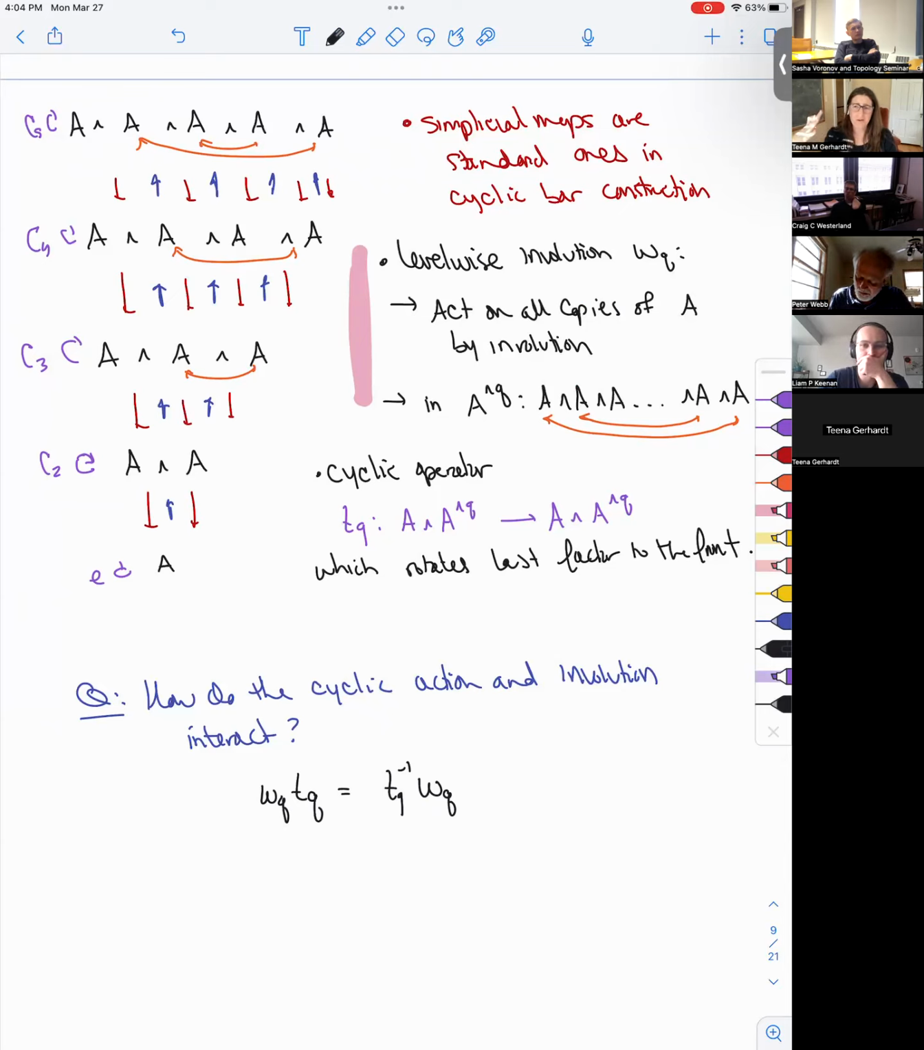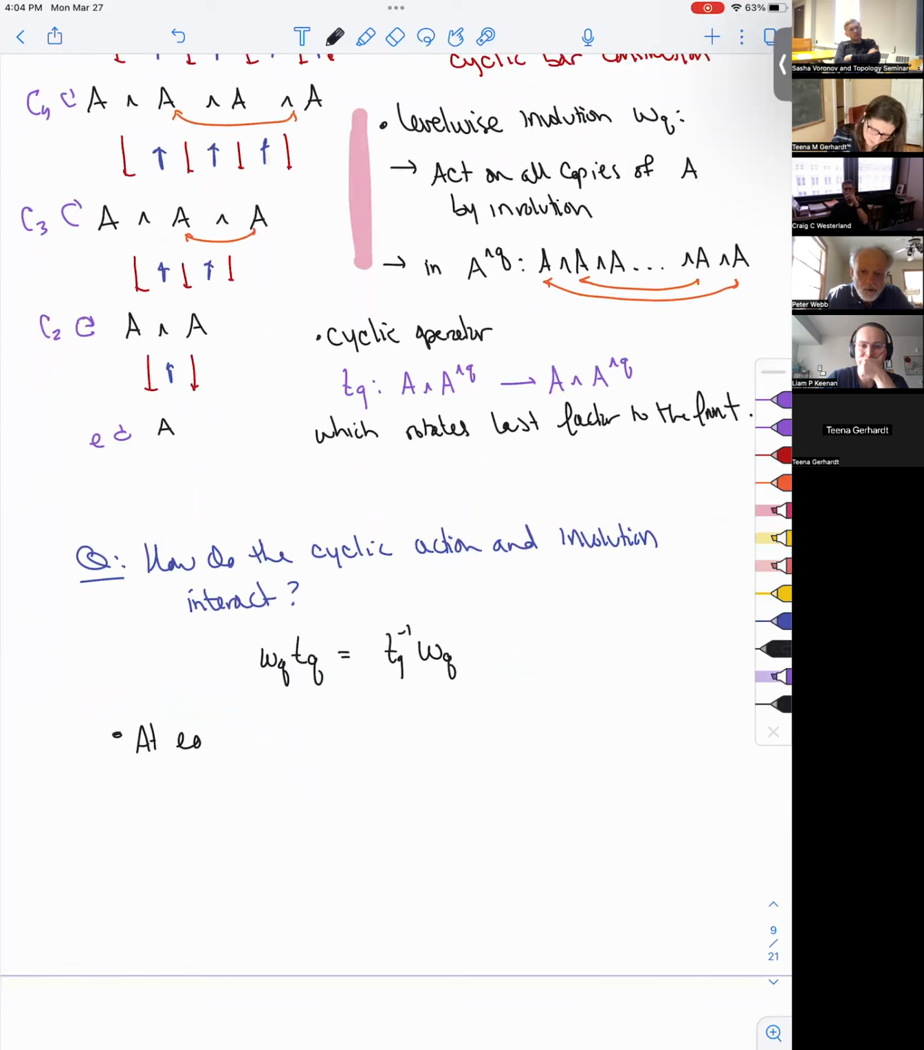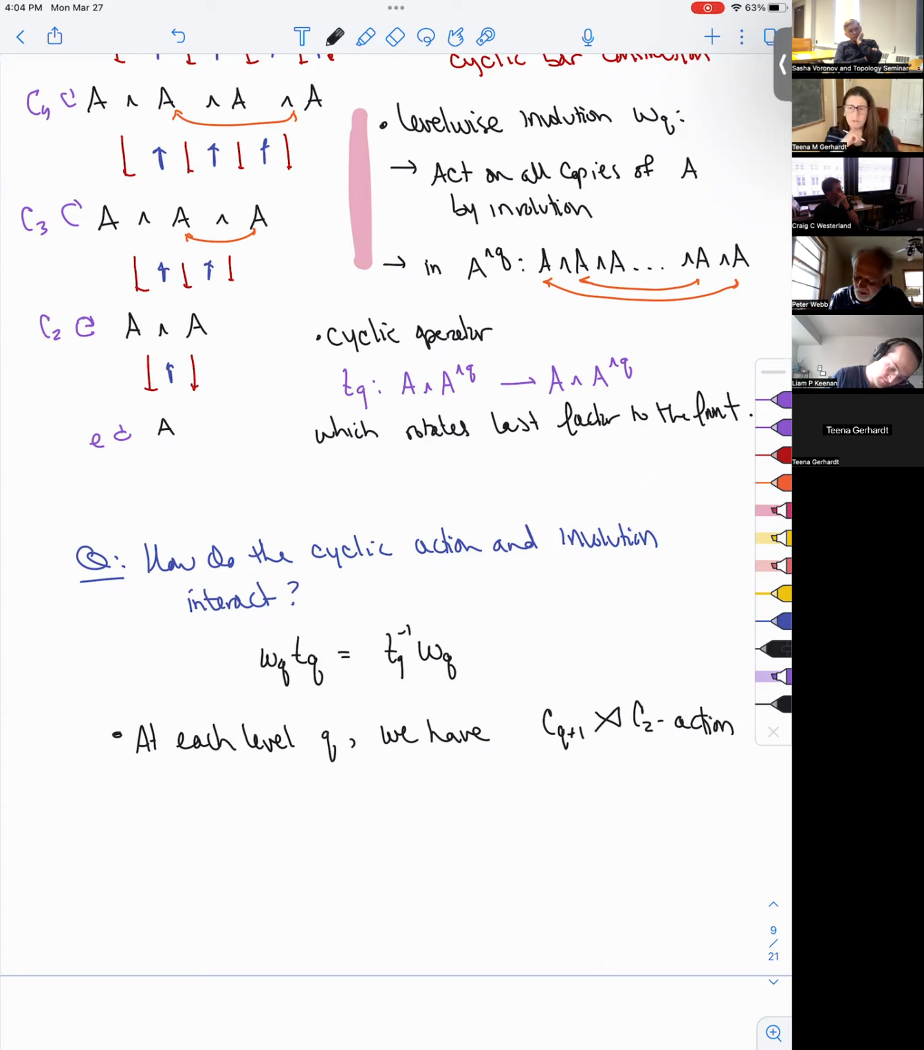And so what does that tell you? It tells you what happens when you try to put these two actions together at each level. In particular, it tells you that at each level Q, before we had a cyclic group action, now we have an action of the semi-direct product of the cyclic group and C2. The semi-direct product of a cyclic group and C2 goes by another name: this is a dihedral group. So this is the dihedral group D_{2(Q+1)}.